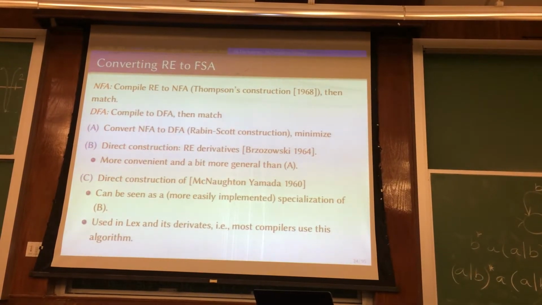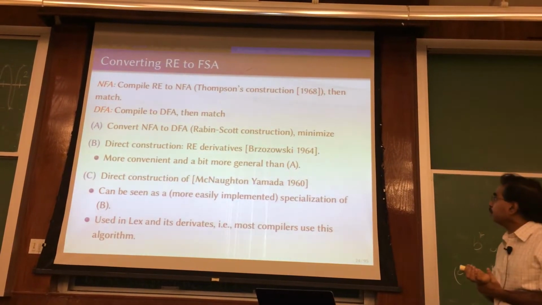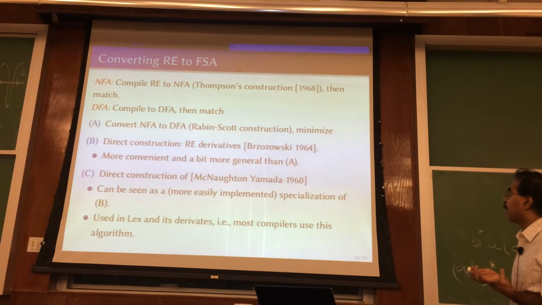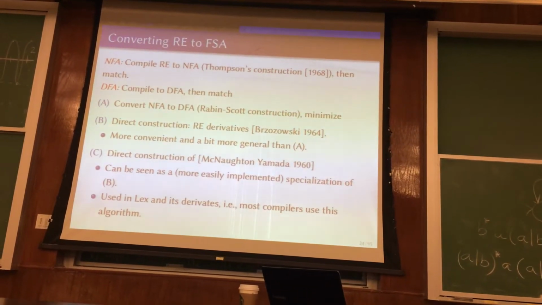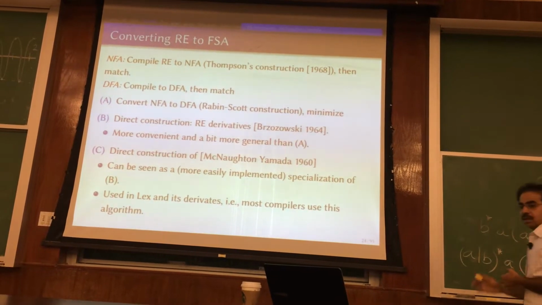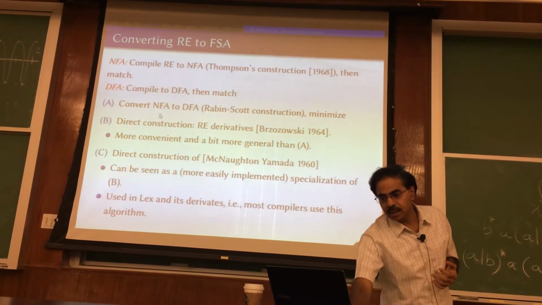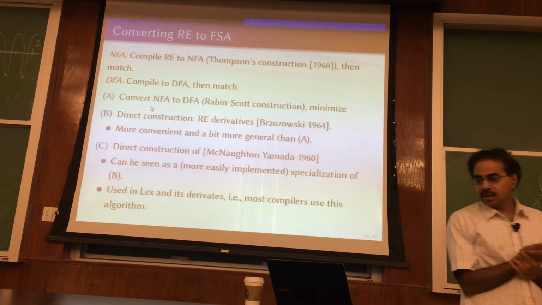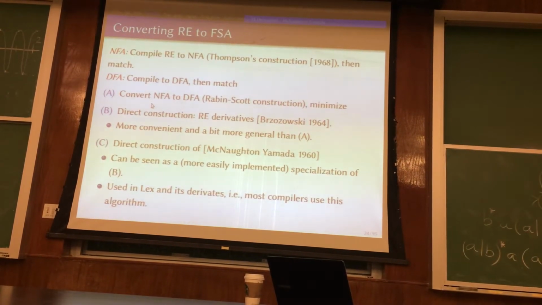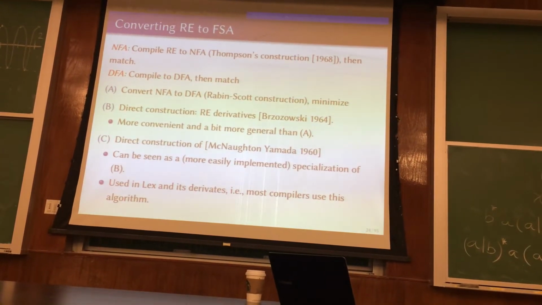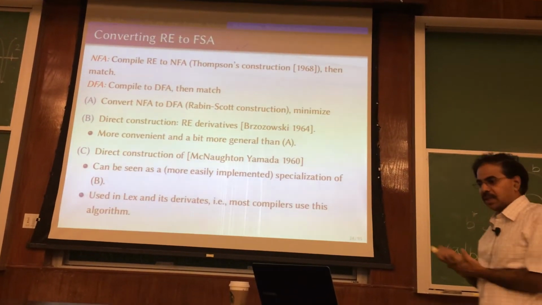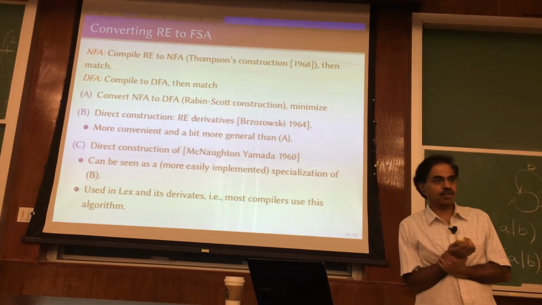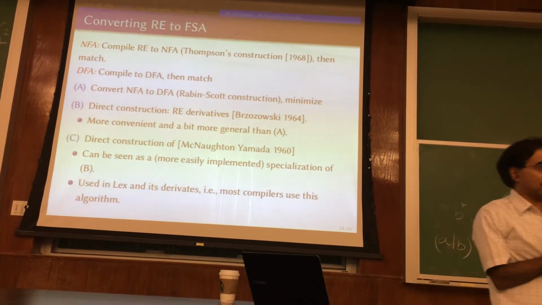So one is you compile the regular expression to NFA, okay? And then path A here says, okay, you then convert NFA to DFA. There is a standard construction for doing this. And if you took a course in automata theory, you would have seen this construction, which is called a subset construction.